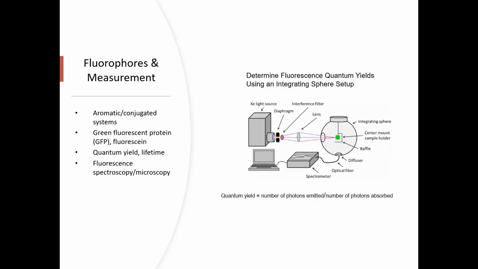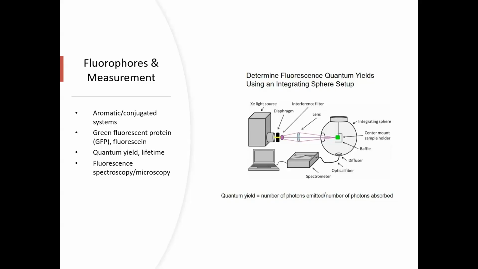Fluorophores are fluorescent molecules that usually contain aromatic or conjugated systems. These structures allow electrons to delocalize and move between energy levels, which is what makes fluorescence possible. Some common examples of fluorophores include fluorescein and GFP, which is green fluorescent protein, which naturally glows green because of its structure.